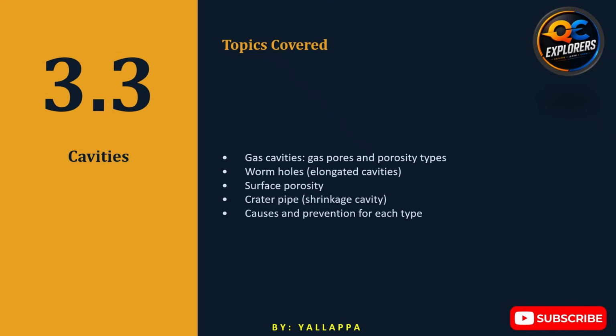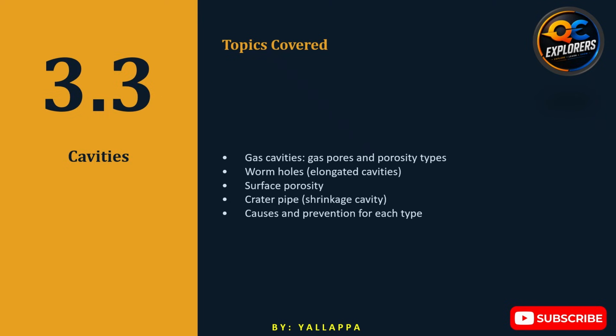Gas-related imperfections include gas pores, distributed porosity, clustered porosity, linear porosity, elongated cavities, wormholes and surface pores. Shrinkage-related imperfections include crater pipe and other forms of solidification shrinkage.